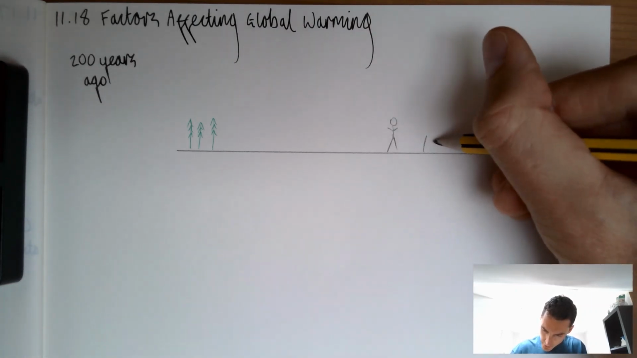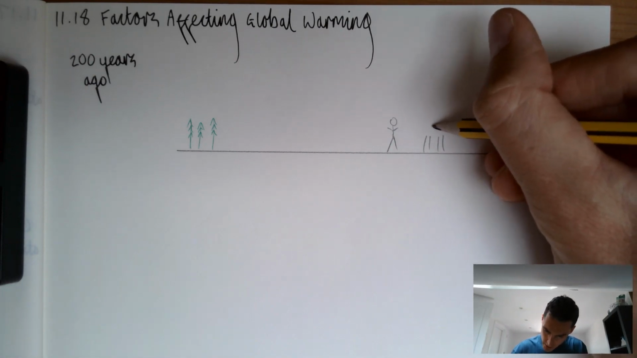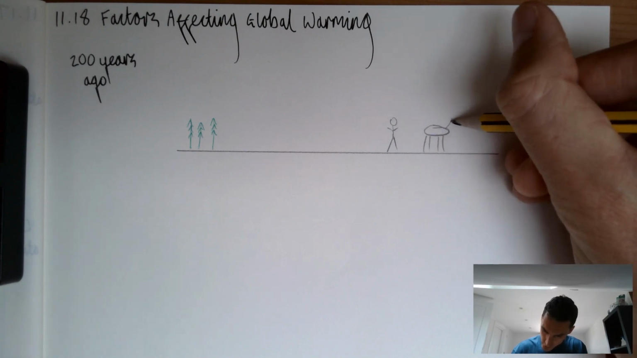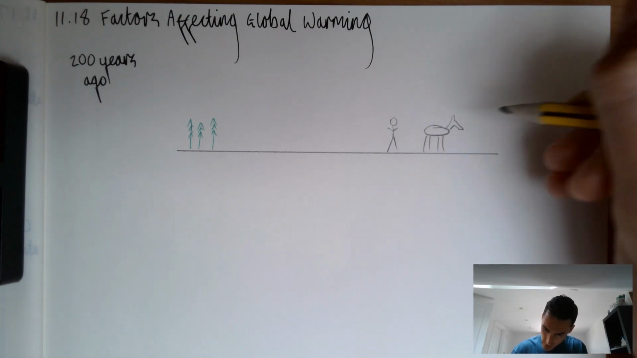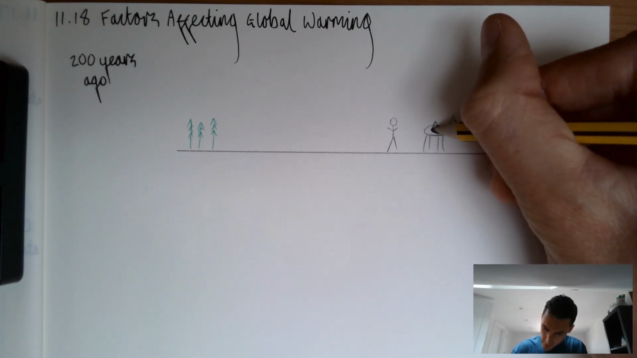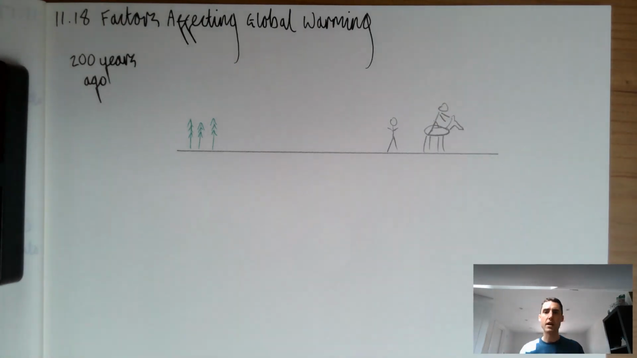Maybe I'm being ambitious here, but I'm going to attempt to draw a horse with a person on top of it. So this is my version of a horse, like this, and there's a person on top of it. You can emphasize to students, what does a person riding a horse look like? Something like that. This is before cars.